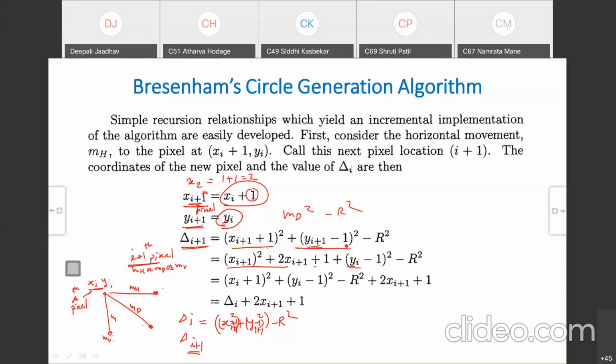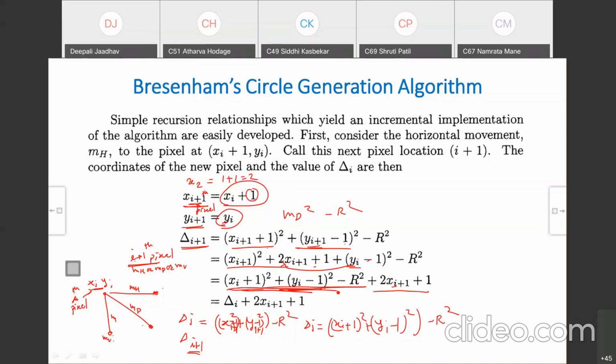Now this is simplified here. This value comes here, this value goes here, and then what is this? I have written here, what is delta I? I write it here: xi plus 1 square minus yi minus 1 square minus r square. That is our delta I. So it is delta I plus 2xi plus 1 plus 1.